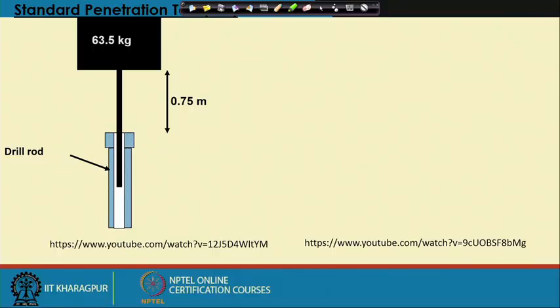The first one I discussed is the standard penetration test. A borehole is required. In the borehole we place a split spoon sampler tube, and with the drill rod we apply hammer blows on the sampler tube and penetrate it into the soil. Then we count the number of blows required for each 150 millimeter penetration. There are three 150 millimeter penetrations; we neglect the first one and consider the second and third.